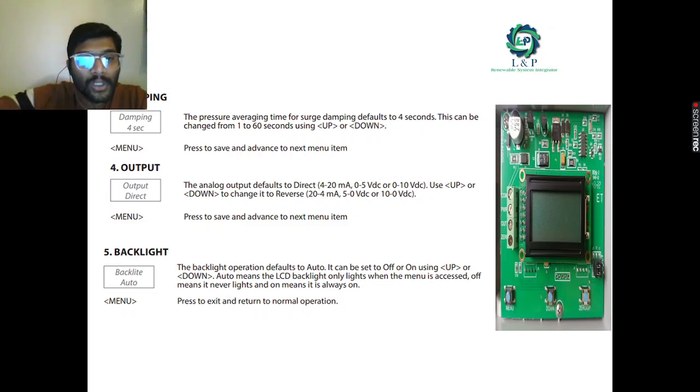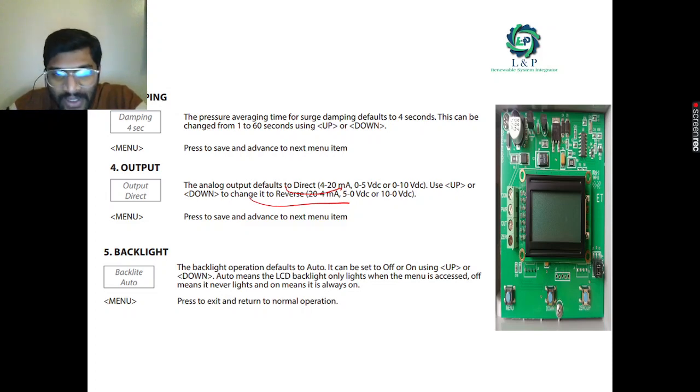As I told earlier, there are two different ways you can produce an output. Either you can produce a direct output or you can produce a reverse output. What is this direct output? In the direct output, if your jumper is in the current position, your output will be in the range of 4 to 20 milliamps. Or if you change your jumper from the current to the voltage position, the output will be in the range of 0 to 5 volt DC or 0 to 10 volt DC.